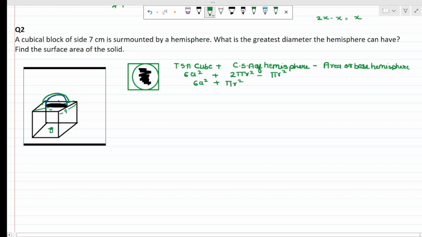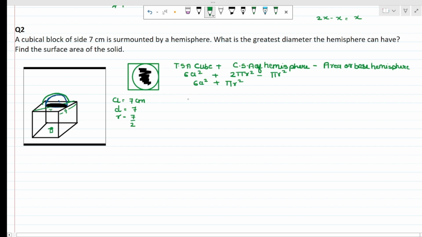Why is there pi r square? Because 2 pi r square minus pi r square gives you only pi r square. Okay, now what is our a? The a will be 7 centimeter. Now, what is r? Your diameter is equal to 7, so the radius will be 7 upon 2. So the radius of the hemisphere will be 7 upon 2. Now substitute this value in your formula.